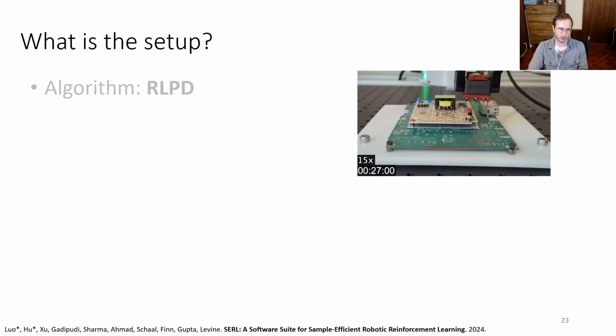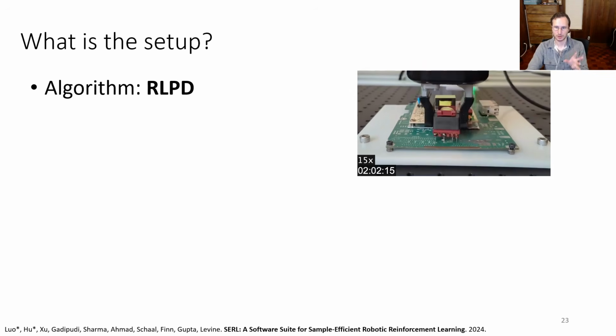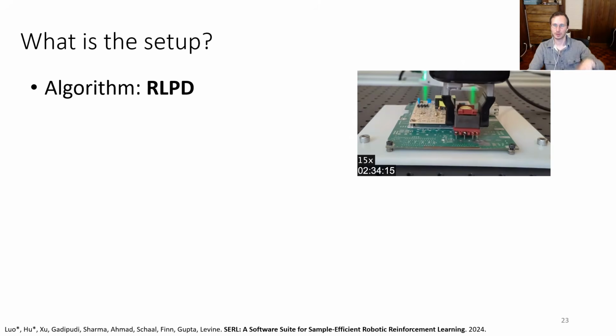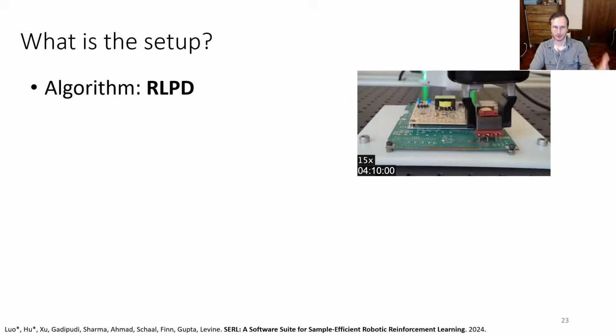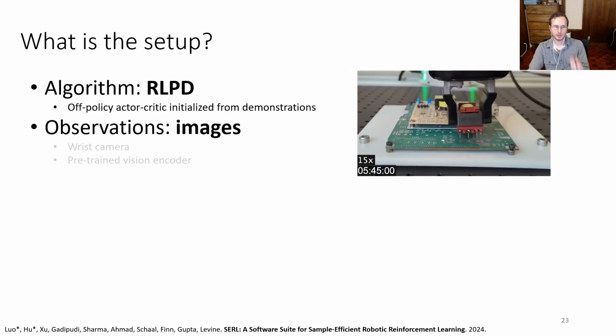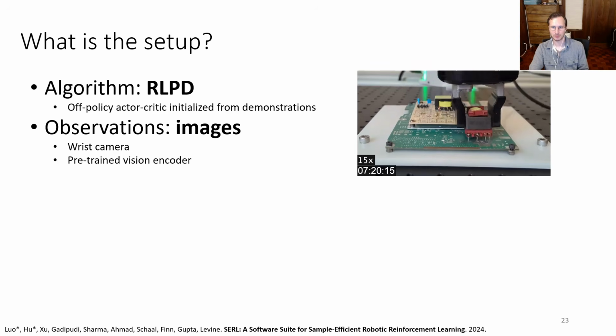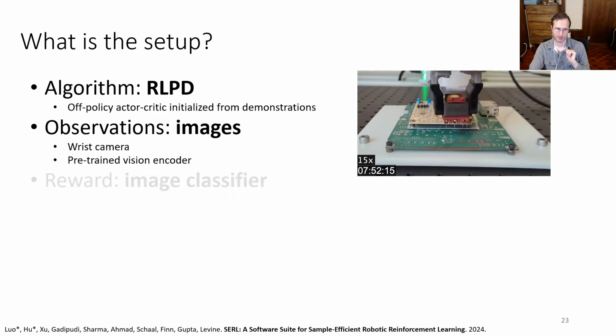Now, how does this method work? Well, in terms of the actual core algorithm, it's not particularly exciting. It's using foundations that have been known for a while, but are just implemented in the right way. So the core algorithm is something called RLPD, which is a variant of soft actor critic that uses prior data, so it incorporates some demonstrations to get started. So it's an off-policy actor critic initialized from demonstrations. The observations are images, and they use a wrist camera and a pre-trained vision encoder. So in many ways, borrowing some of these ideas from robotic foundation models, but in a much more specialized setting.